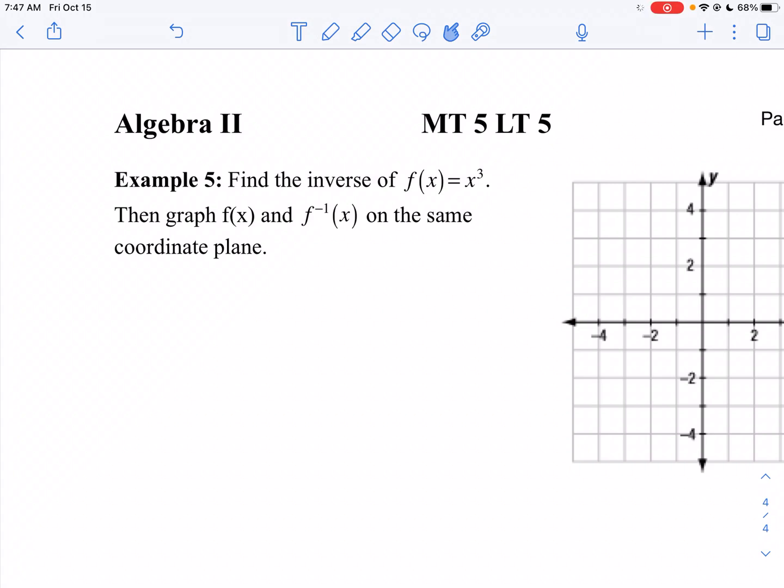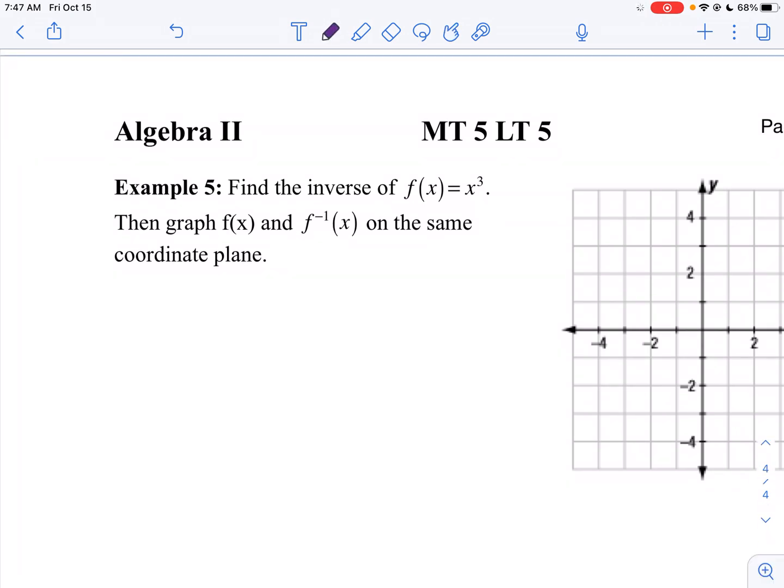Okay, we want to find the inverse of f of x equals x cubed. Now this is back from Algebra 1. So remember, to find the inverse, first we replace f of x with y. So I'm going to say y equals x cubed.